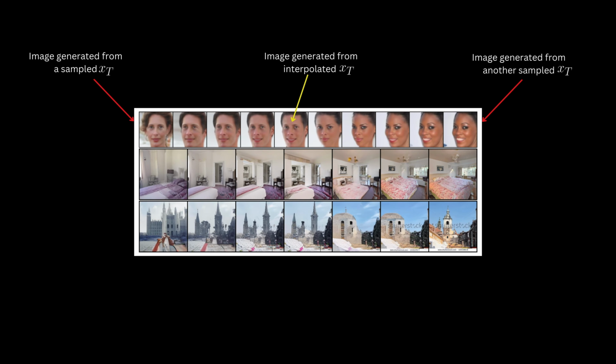Second is that because for the deterministic case, the same xt leads to the same image, and given that most high-level features are encoded in xt, when we interpolate between two xt's, we end up with generated images that are semantically meaningful interpolations between the denoised versions of the initial two xt's.